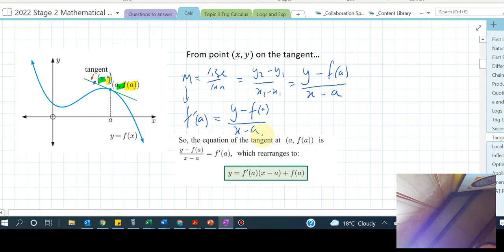Now, why might we do this? Well, very simply, we can go from here to isolate y. So I can write this as f dash A bracket x take A equals y minus f of A. And from there, hopefully you'll see that y equals, I'm not going to rewrite it because it's right here, that.